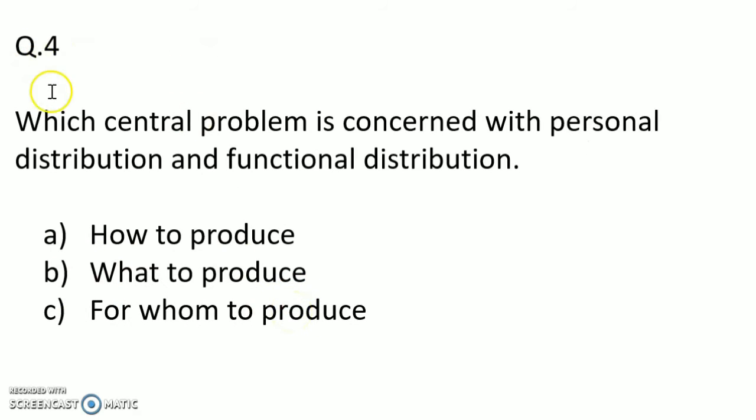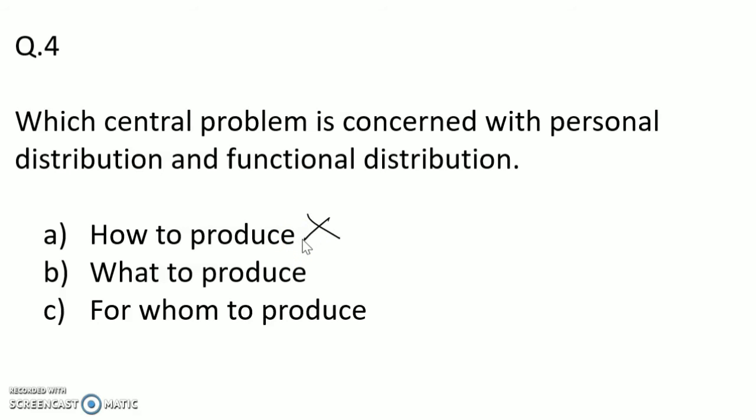Question number 4. Which central problem is concerned with personal distribution and functional distribution? Option A, how to produce. Option B, what to produce. And option C, for whom to produce. We know what is how to produce. That problem refers to selection of techniques. We already discussed that. So that is not the answer.